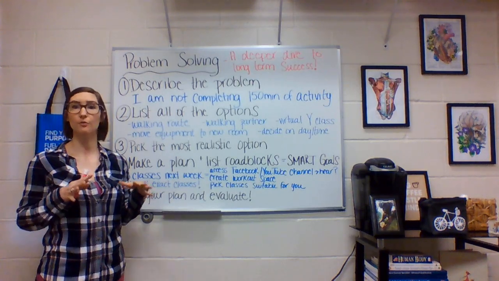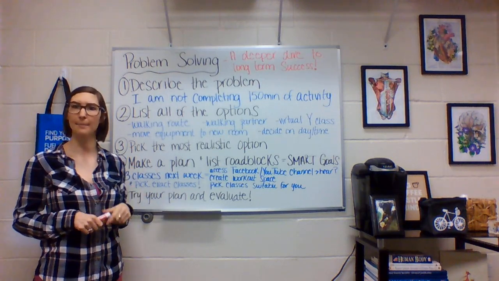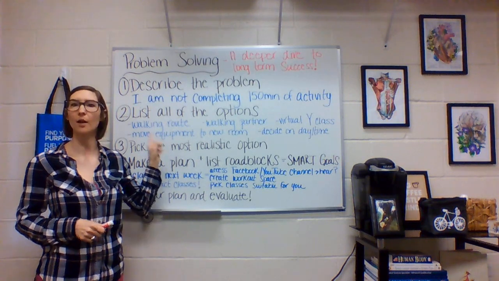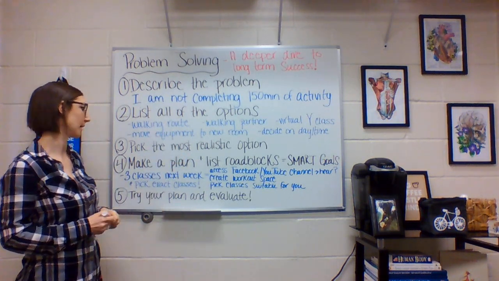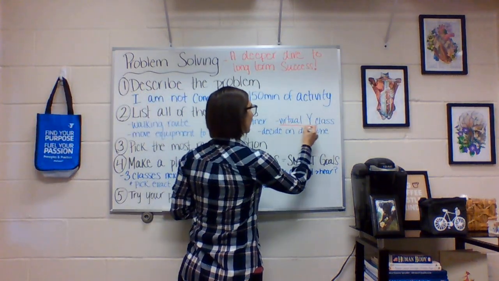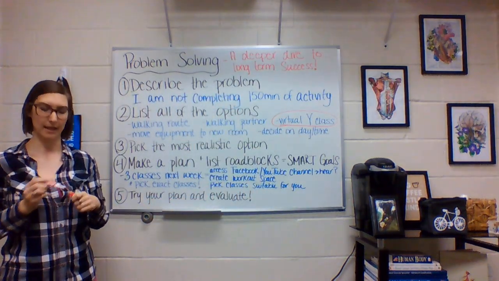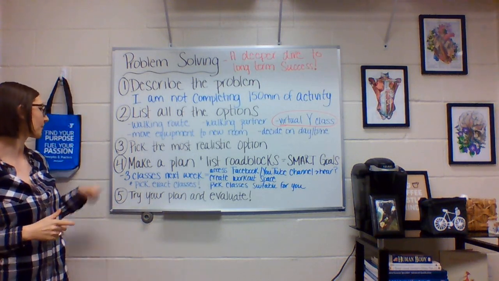Step 3 of our problem solving is to pick the most realistic option. So what are you most likely to do? Now this is just for a one-time example to try it. So these might all be good ideas, but pick one to start with to set up your SMART goal for next week. So for this example, my most realistic option is going to do the virtual Y classes for next week. So that's my realistic option.